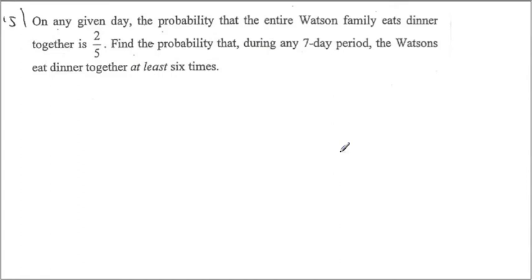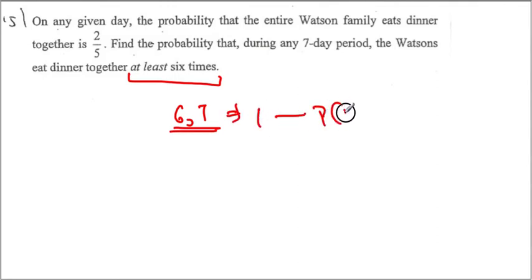Now let's look at number 15. Probably the entire Watson family eats dinner together is 2/5. At least 6 times. That means 6 or 7 times out of 7 days. This basically means from 1 minus the probability of the number of successes equals from 1 all the way up to 5.